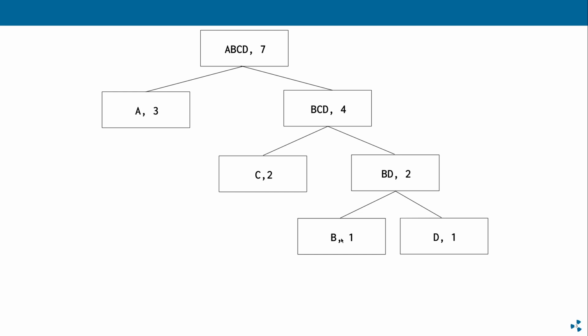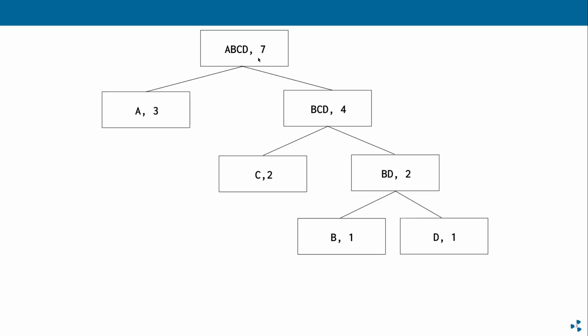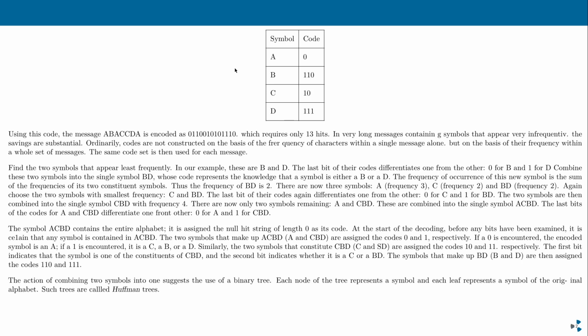Here we have B with frequency 1 and D with frequency 1. If we combine BD and treat them as one symbol, then BD comes twice and C comes twice. And then we combine again, CBD, not BCD. It will have a frequency of 4 and A will have a frequency of 3. So the combination would have a frequency of 7. So how do we do it?